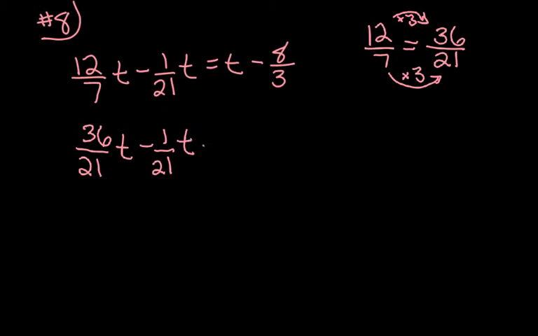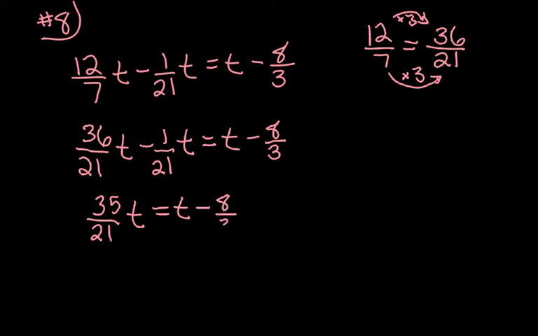1/21 already had a 21 in the denominator, and I'm not even working on the right side yet, so I'm going to leave it how it is. Now 36/21 minus 1/21 gives me 35/21 t, which is equal to t minus 8/3.